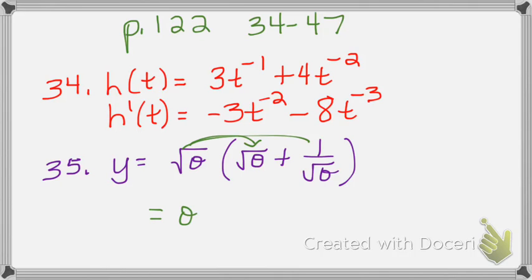Then I'm going to multiply square root of theta times 1 over square root of theta. That comes out to be square root of theta over square root of theta, which is 1. Now, if you changed it to theta to the 1/2 and the other one to theta to the negative 1/2, when you add those exponents, you get theta to the 0. Anything to the 0 power is 1, so that's why we get a 1 there.